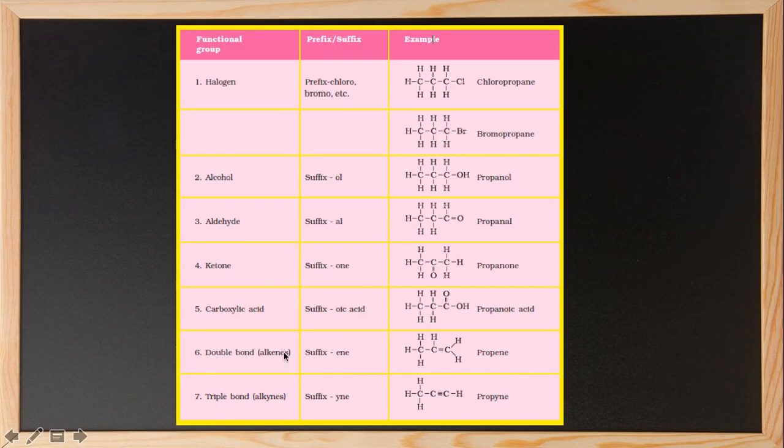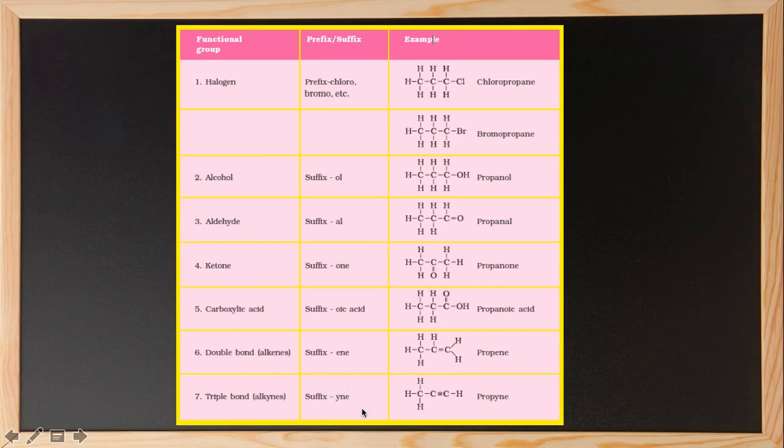Now what if it's an alkene? It's a double bond obviously. So very simple. If it's a single bond, you're saying it's ane because it's alkane. Now it's a double bond, you have to say ene because it's alkene. So with a double bond and 3 carbons, it's propene.